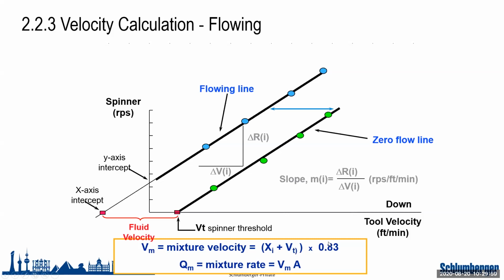0.83 is a legacy number, yeah? Saudi Arabia, yeah? During production logs in Saudi Arabia, very long time ago. And at the end, mixture velocity will be equal to velocity of the mix times the area, and the area we're getting it after calculating from the diameter measurement from the caliper.